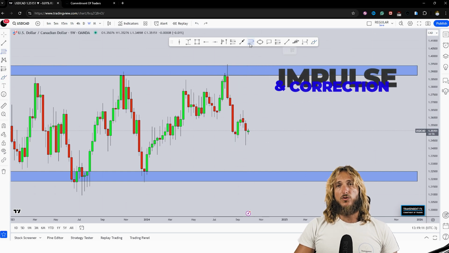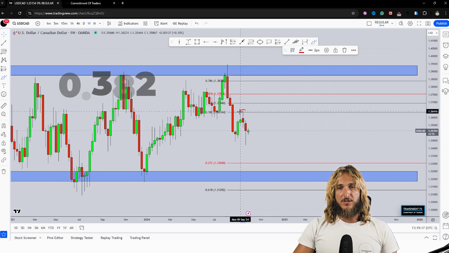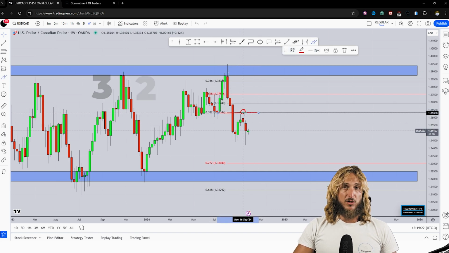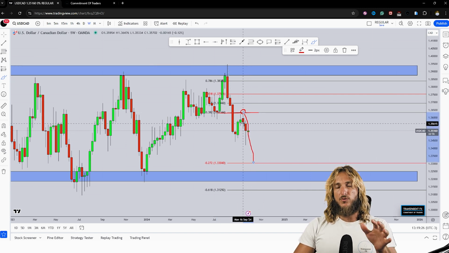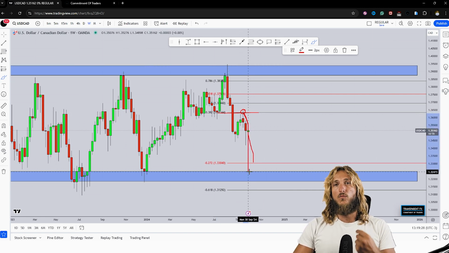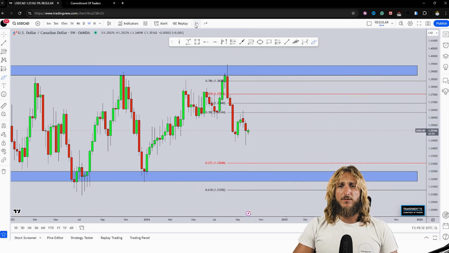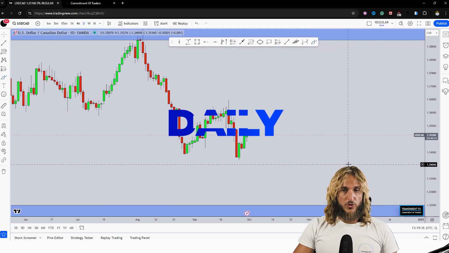After an impulse, if you want to measure the correction, you have to take your Fibonacci from the high to the low of the impulse leg. And this shows us how we have the 0.32 Fibonacci lining up exactly here that the market is currently testing and rejecting to the downside. So from a weekly standpoint, it is quite clear how more bearish price action could be expected away from this area. Dropping down on the daily time frame, what do we see?